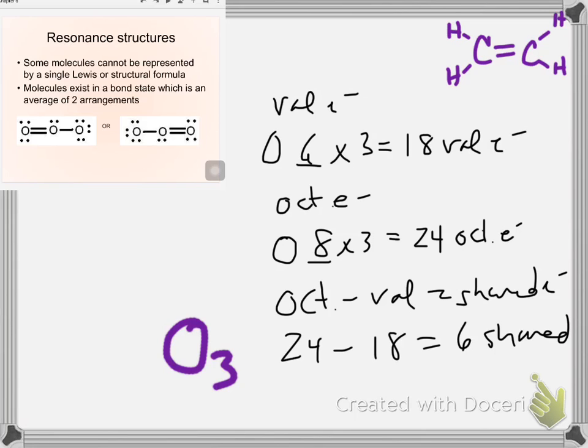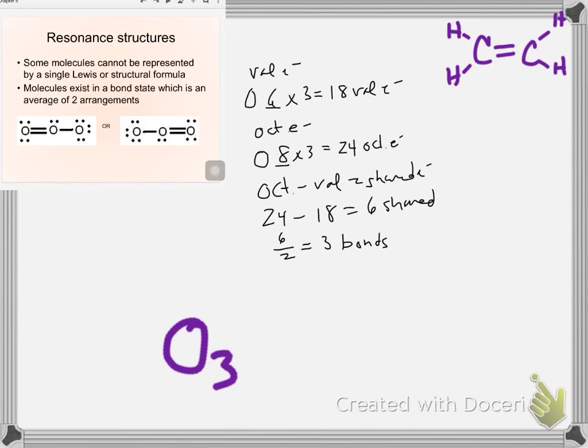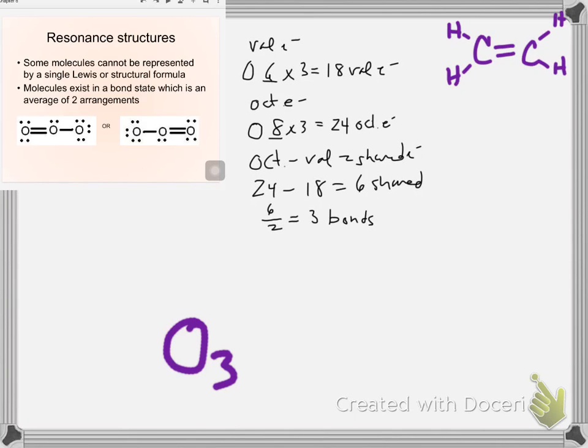Shared divided by 2 gives you the number of bonds. 3 bonds. Well, with carbon tetrafluoride it was easy because we had 4 bonds and we had one thing in the center and 4 things hooked to it, and that was really simple. But here we're saying we have 3 bonds, and let's do that last step of how many unshared electrons we will have.